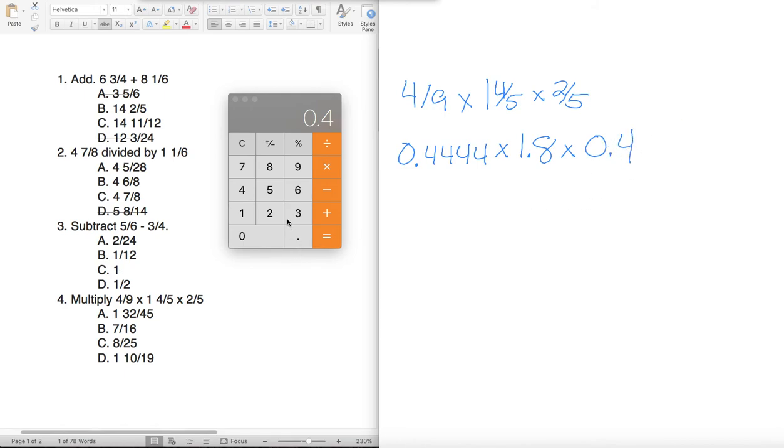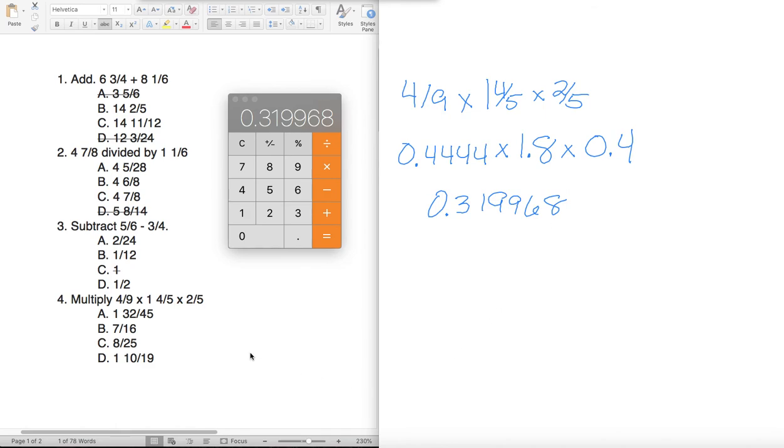So now we're going to multiply all 3 of those in the calculator. So we've got 0.4444 times 1.8 times 0.4 equals 0.319968. And I just went ahead and wrote out all the digits on that one, just because there weren't that many more than 5, so it just didn't make it that much harder to include them all.